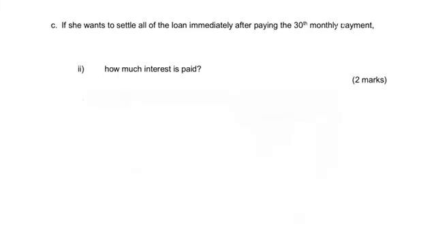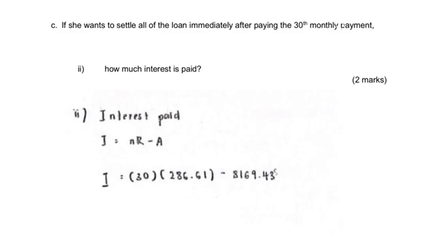Next, from part C, we already calculated the outstanding loan balance after 30 payments, which is 8,169 ringgit and 43 cents. This is the amount that still needs to be paid to settle the loan. To find the total interest paid, we subtract the remaining loan amount from the total payment made, using the interest paid formula I equals nR minus A. The working step is I equals 30 times 286.61 minus 8,169.43. So the total interest paid over the 30 months is 428 ringgit and 87 cents.